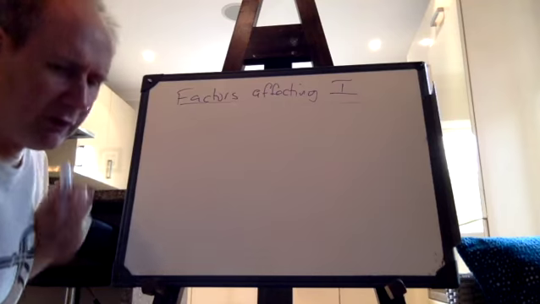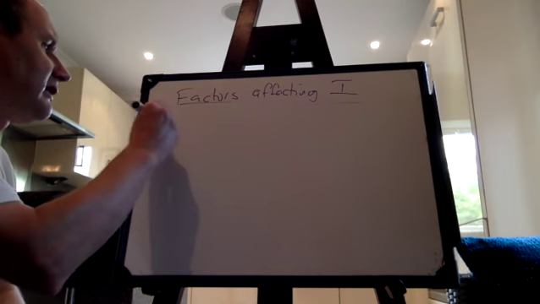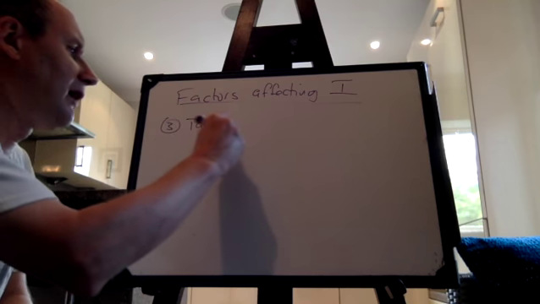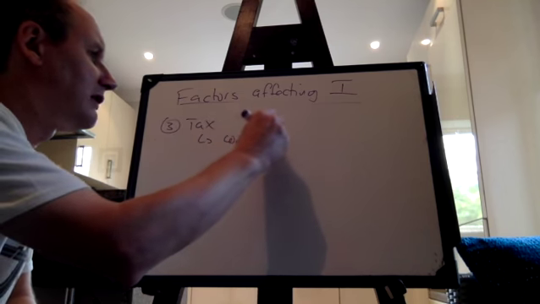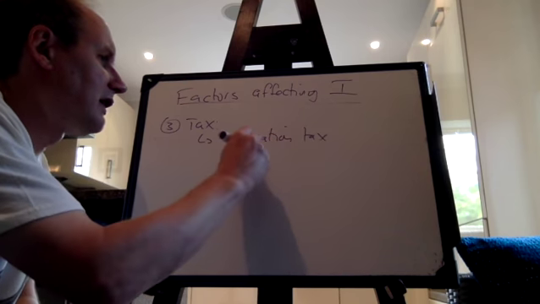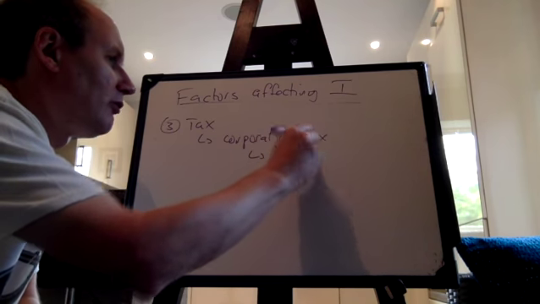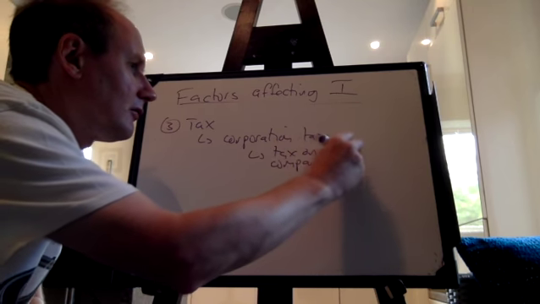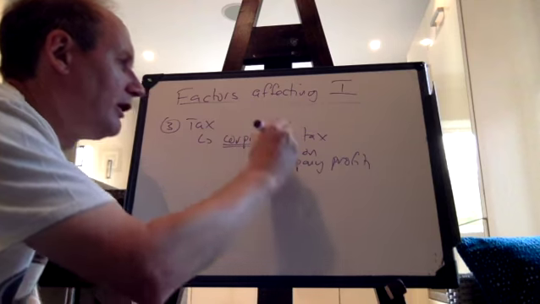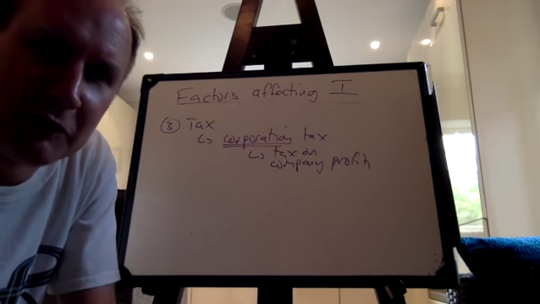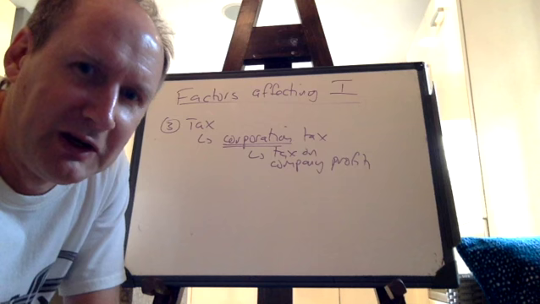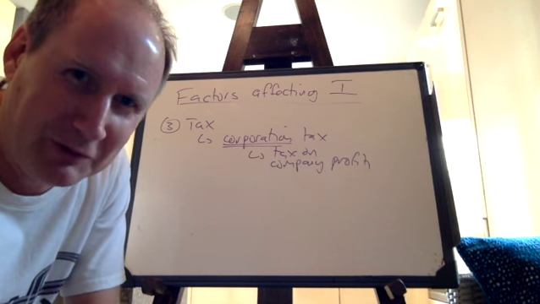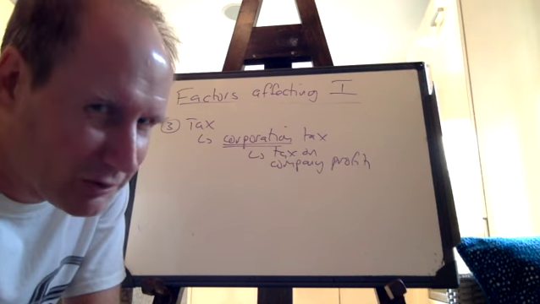The obvious third factor is going to be taxes. Especially here, we're thinking about corporation tax. So corporation tax is a tax on company profits, hence the word corporation, which is just another word for businesses. Anybody who thinks there is a cooperation tax should not think those things.